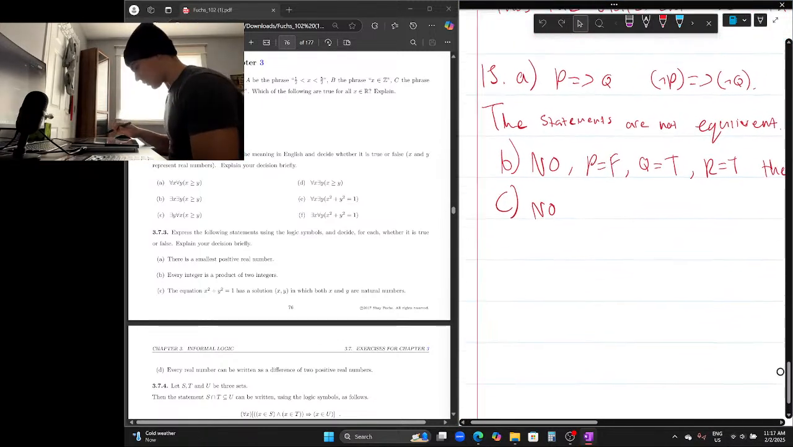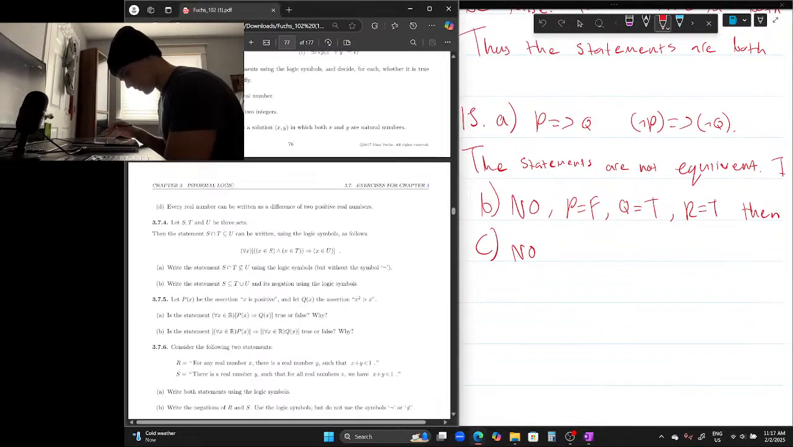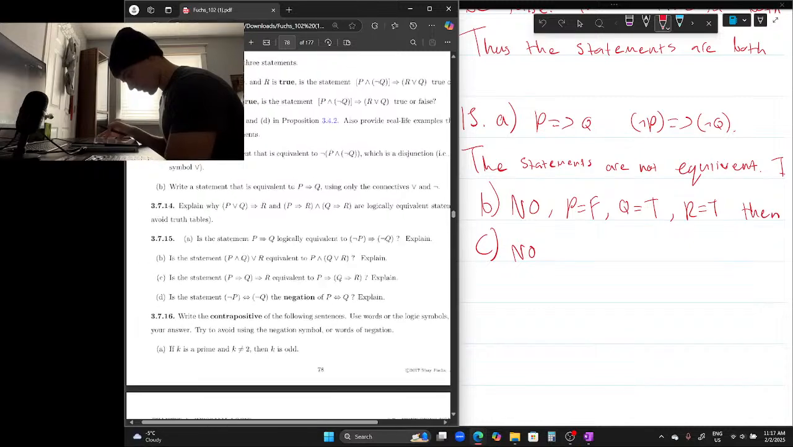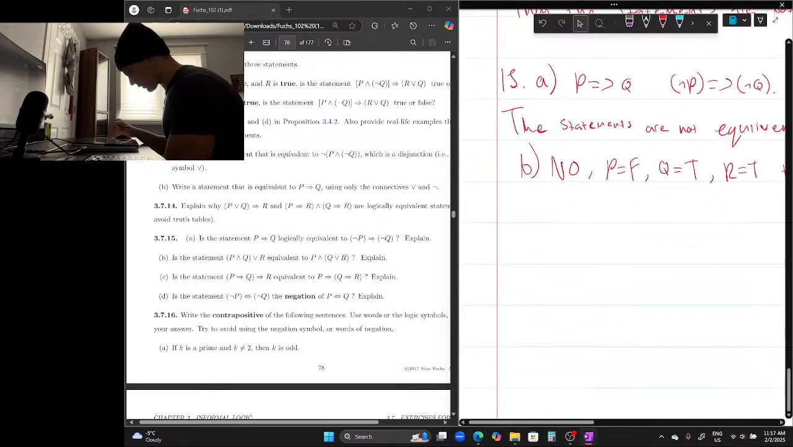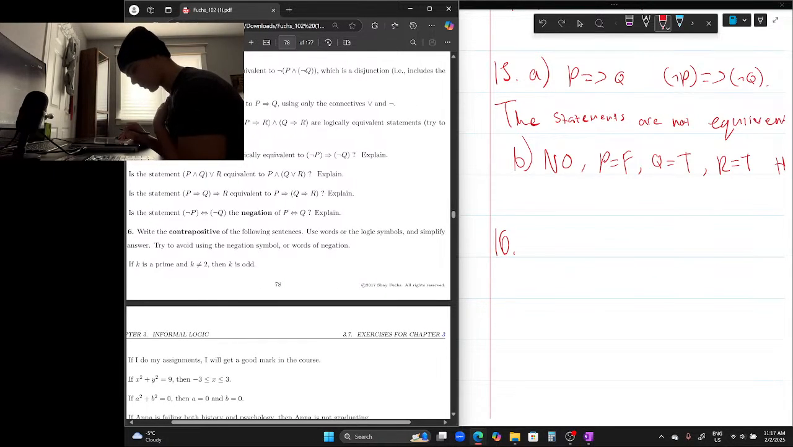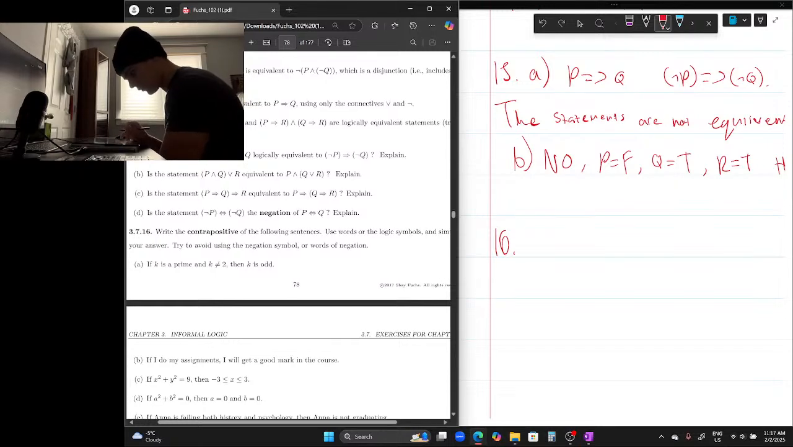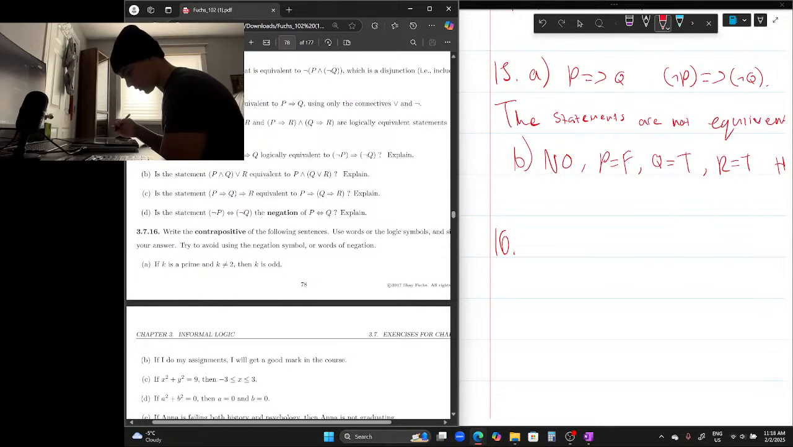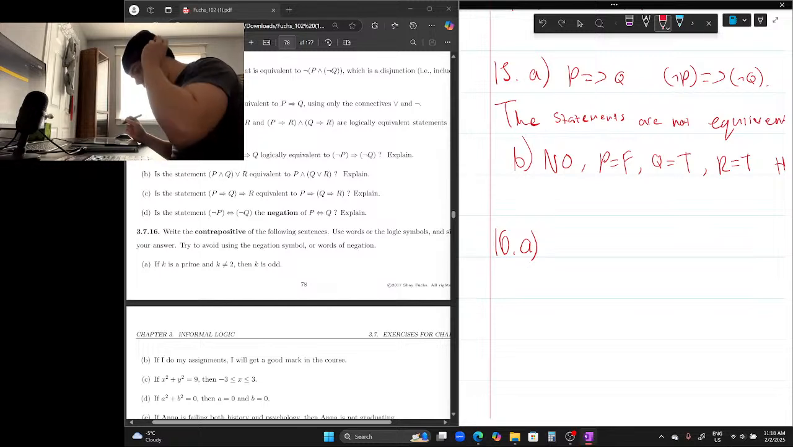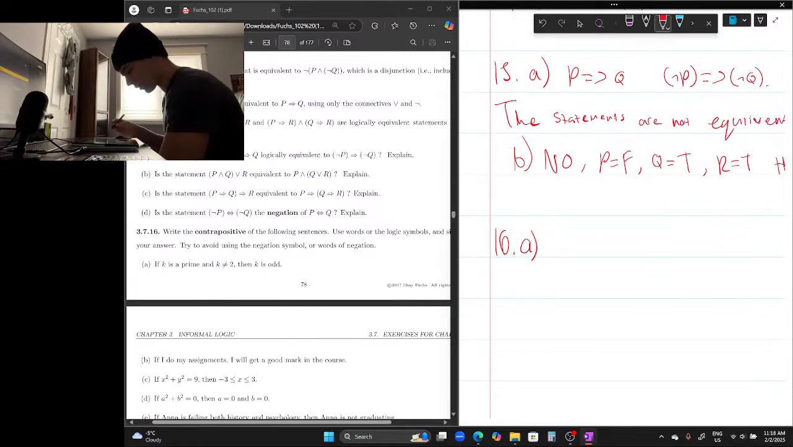So I was doing number 15. I did this, so we'll skip these then. 16. Write the contrapositive of the following sentences. Use words or logic symbols and simplify the answer. Try to avoid using the negation symbol or words of negation. Okay, so if k is prime and k is not equal to 2, then k is odd. This is obviously true because every prime number greater than 2 has to be odd.